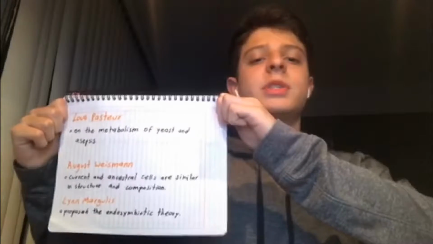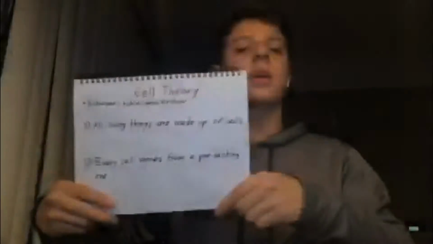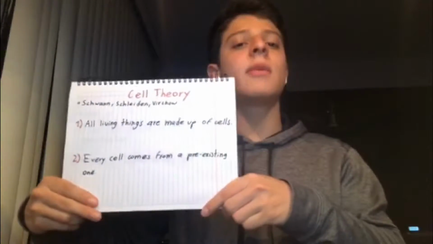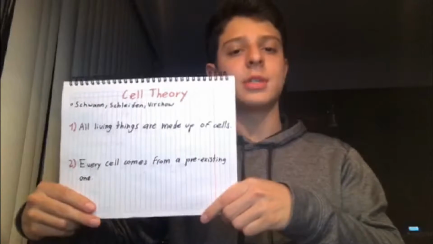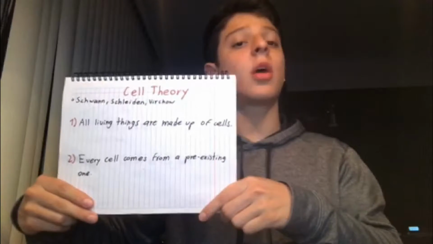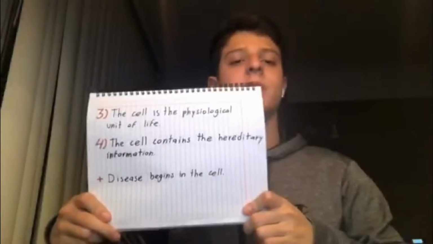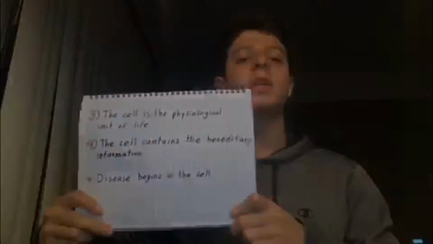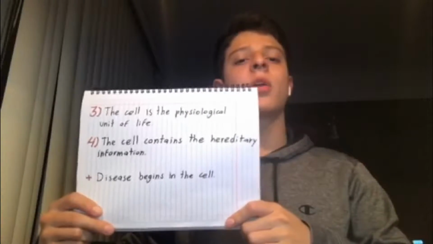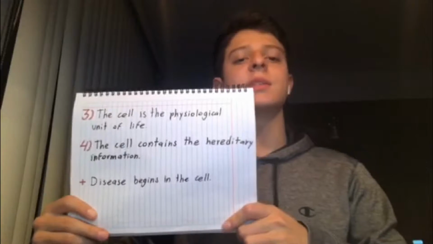Lynn Margulis proposed the endosymbiotic theory. The cell theory number 1 states that all living things are made up of cells. Number 2: every cell comes from a pre-existing one. Number 3 states that the cell is the physiological unit of life. Number 4: the cell contains the hereditary information. And we can add another one, which states that disease begins in the cell.